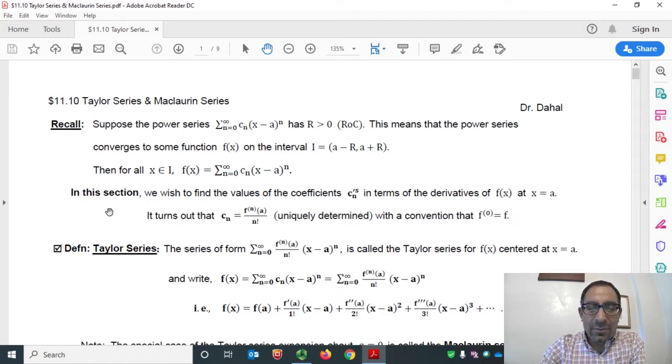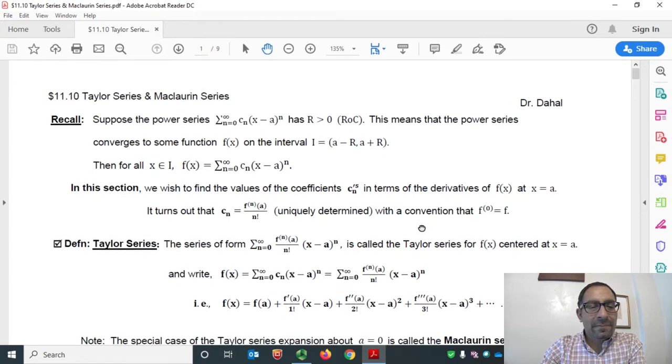In this section, we used to find the values of the coefficients c_n in terms of the derivative of f(x) at x equals a. It turns out that c_n equals the nth derivative of f evaluated at a, over n factorial. And we use the convention that the 0th derivative of f is f itself. Let's move on.